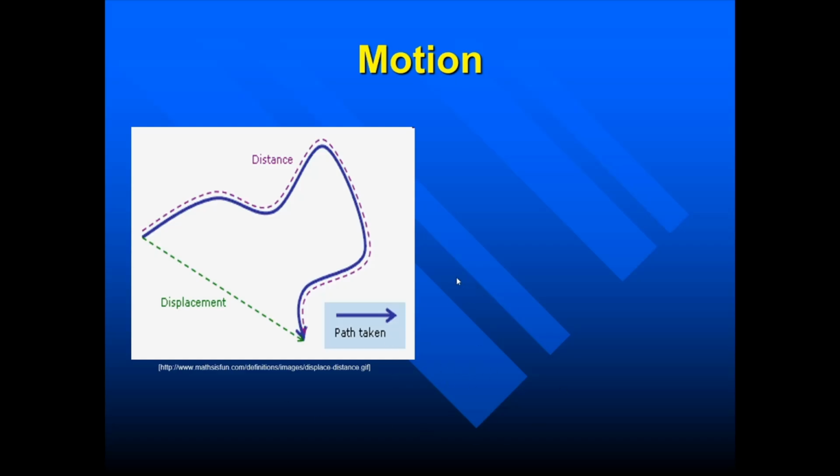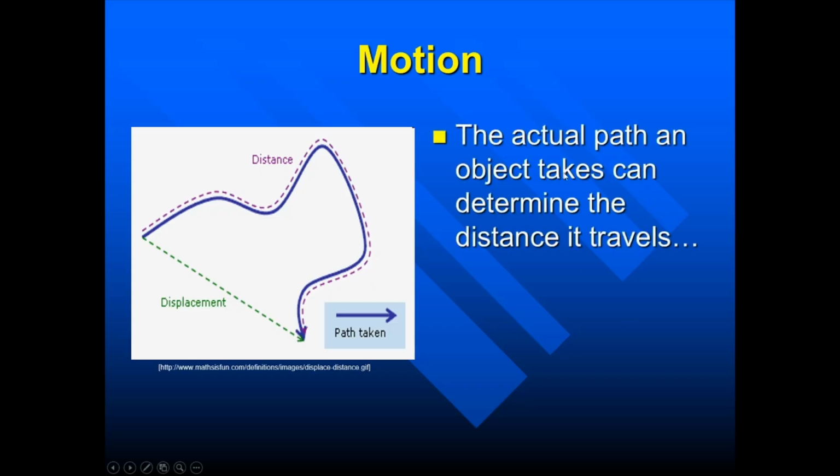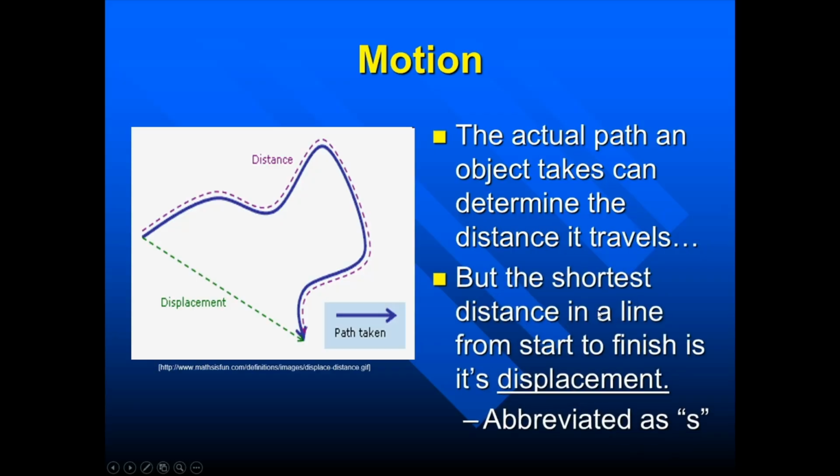But for motion, there are two terms that I'd like to discuss and clarify. One is distance and one is displacement. The actual path that the object takes determines the distance it travels. But the shortest distance in a line from start to finish is called the displacement, and we abbreviate it with the letter S. Just to clarify really quick, distance is like the total path that you could possibly take, and the displacement is going to be from here to here.